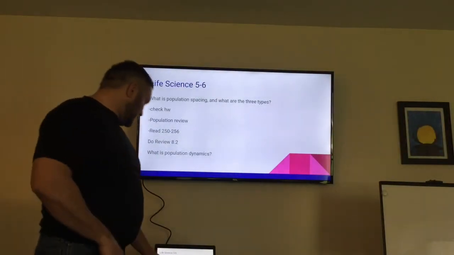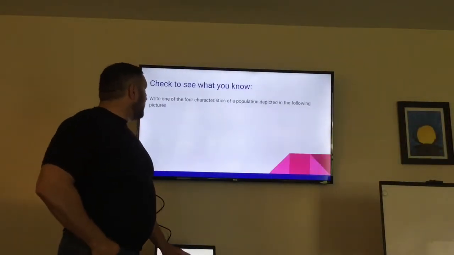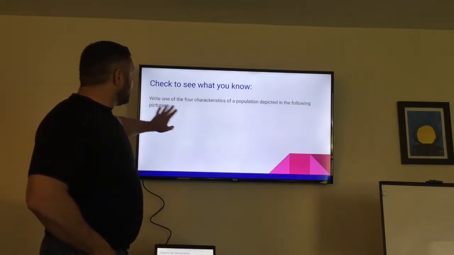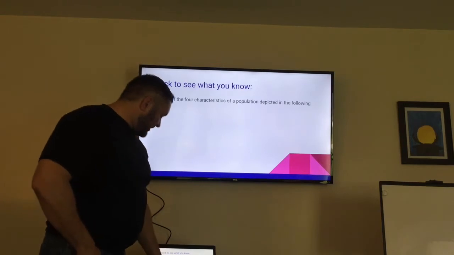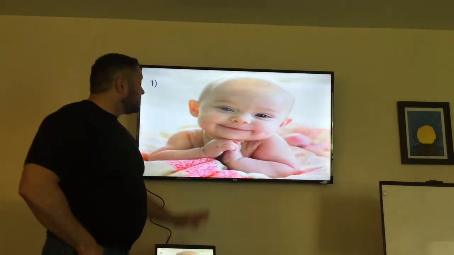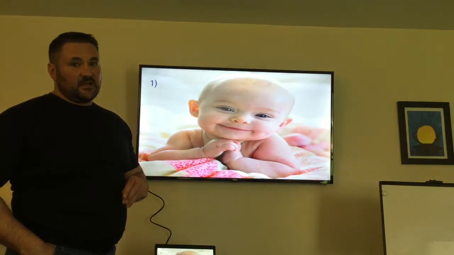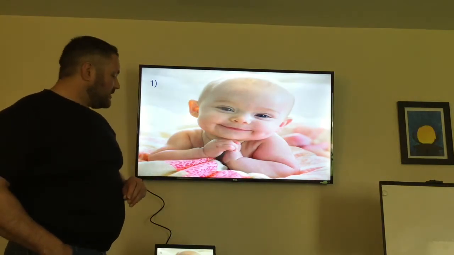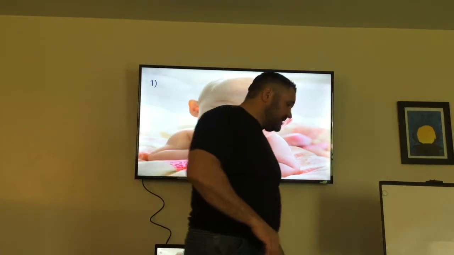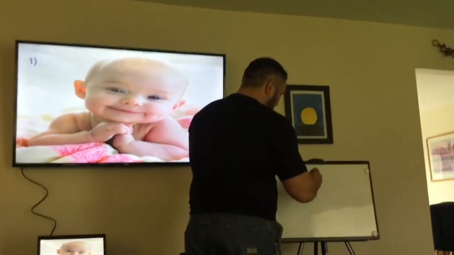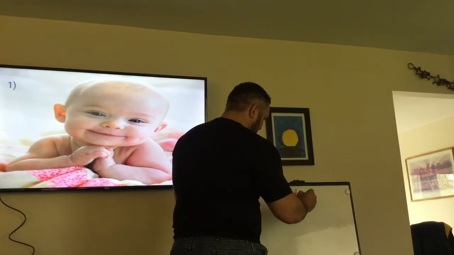All right, so let's go ahead and get a quick review of what we did last time. Each one of these is going to be one of those 4 characteristics for each of those pictures. First one is a baby. Which of those characteristics is it? Well, the baby would be population age, and that one would actually be pre-reproductive.